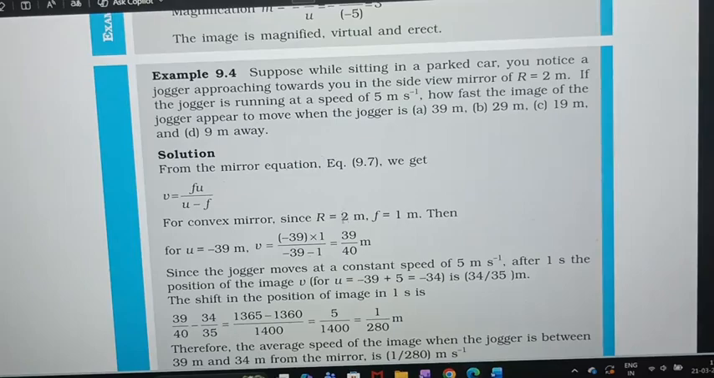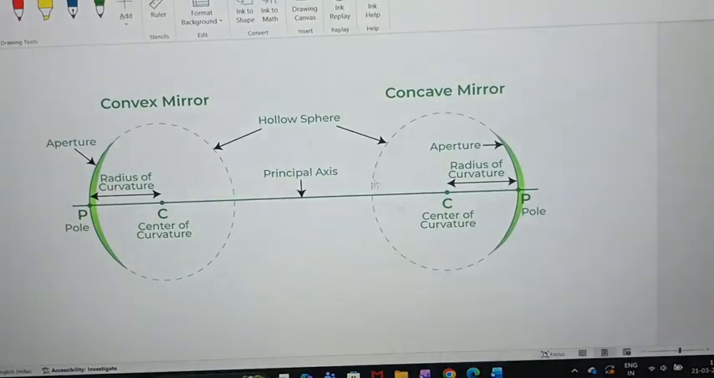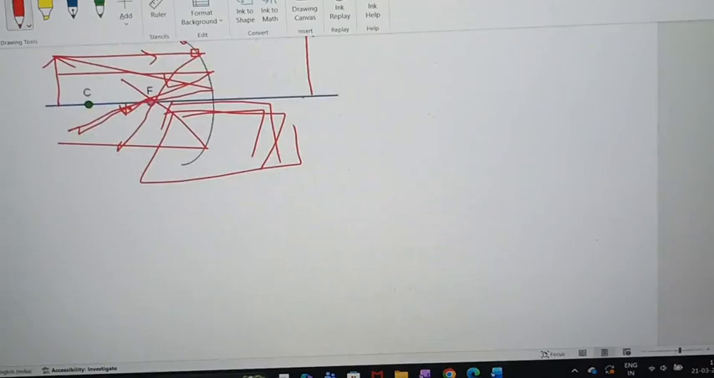Now our work is still not done because we need to find how fast, meaning they are asking the speed of the image. Because the jogger is not just fixed at one particular point, he's continuously running, right? First he was at this position, then we got the image distance as this. Within 1 second, again he will be somewhere else because he's continuously moving. So let us say after 1 second, where will the jogger be? How do you calculate? This is time and speed is given. You need the distance. Speed is equal to distance upon time.